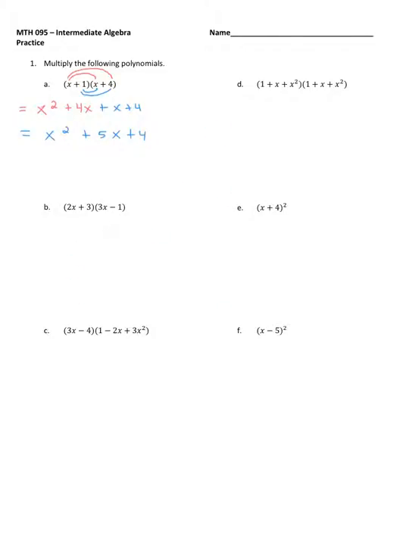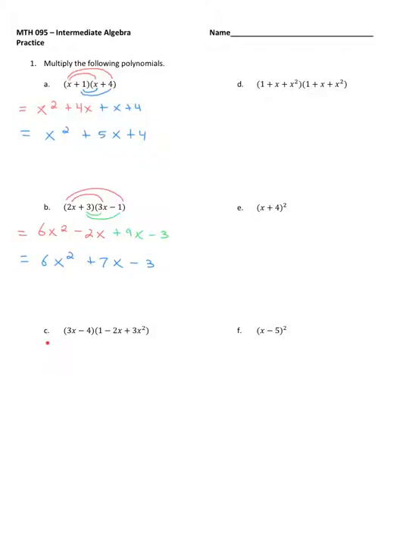So for part B, we're going to start with distributing the 2x. When we do, we get 6x squared minus 2x. We then repeat this process with the 3. This gives us plus 9x minus 3. And when we combine like terms, we get 6x squared plus 7x minus 3.